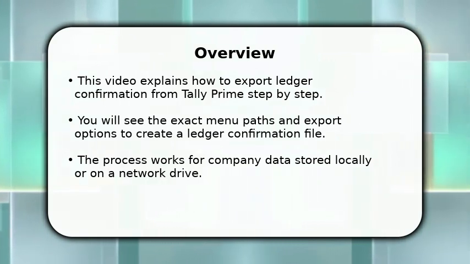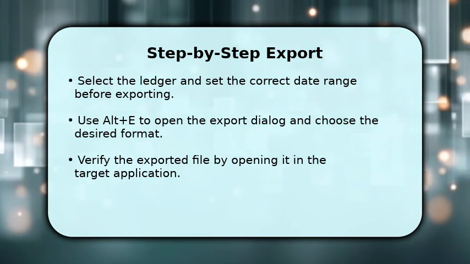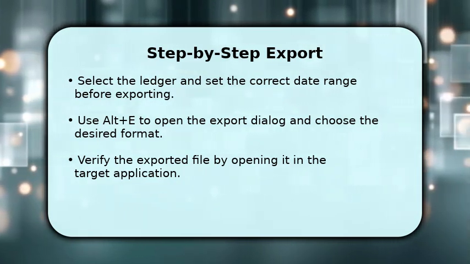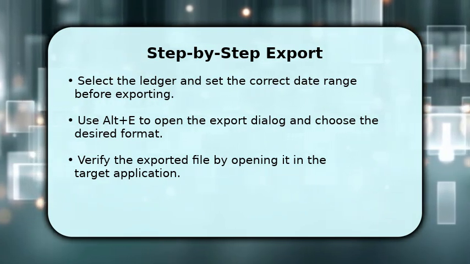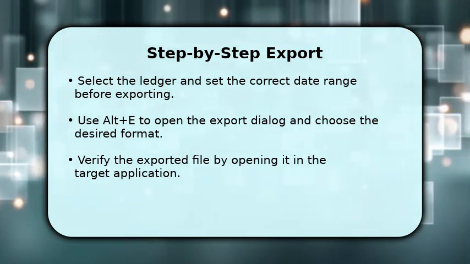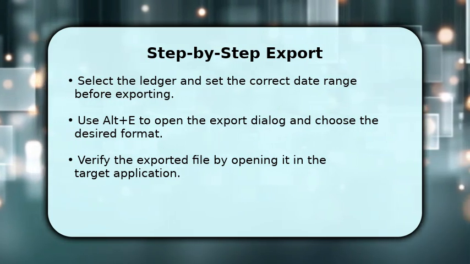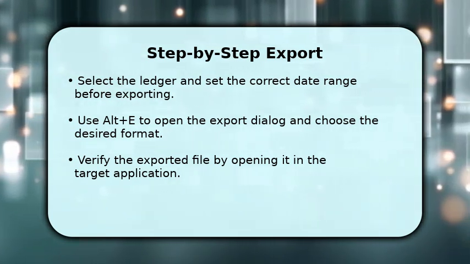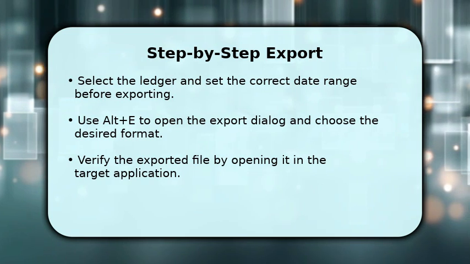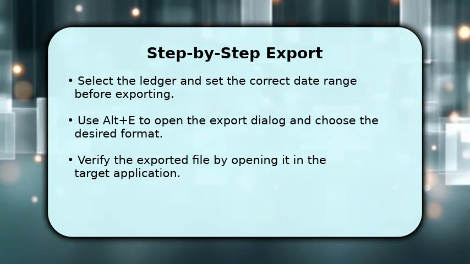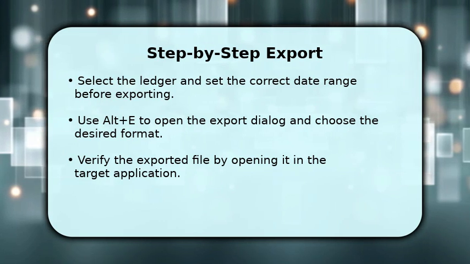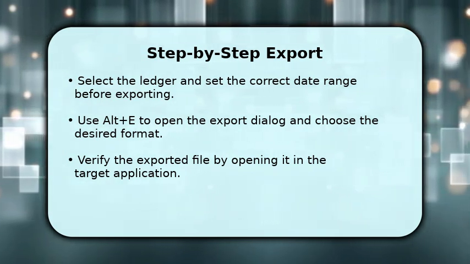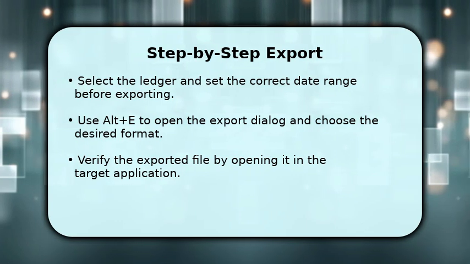to complete the task. Start by opening the specific ledger in Tally Prime and set the precise date range you require. Use the keyboard shortcut Alt+E or the menu export option to open the export dialog, then choose formats such as Excel or XML and pick the destination folder. Adjust any field mappings and narration settings, confirm the export, and finally open the exported file to validate that amounts and entries match the ledger.